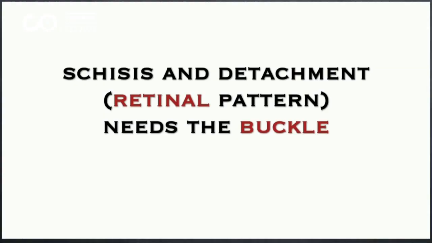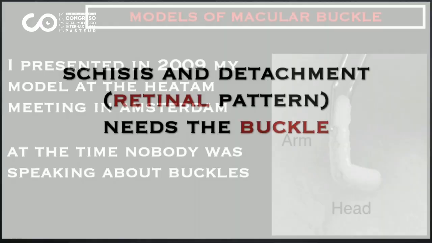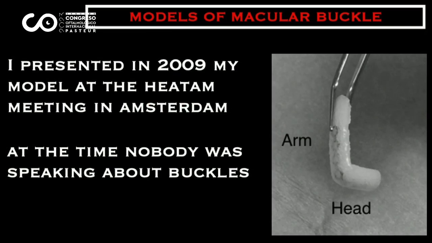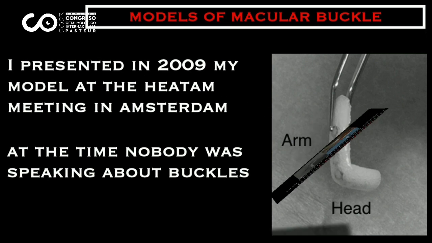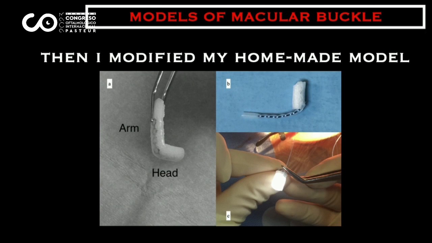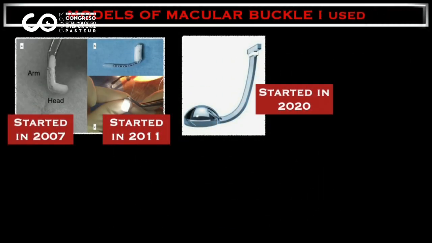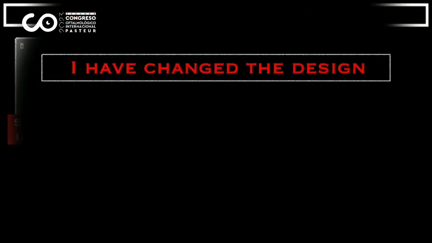But definitely schisis and detachment, the retinal pattern of MTM, need a buckle. I presented in 2009 my first model of buckle, and then I have made modifications to the model to make it smaller and easier to implant. And this is the evolution of the model of buckle that I've been using. I switched to the AJL model in 2020.